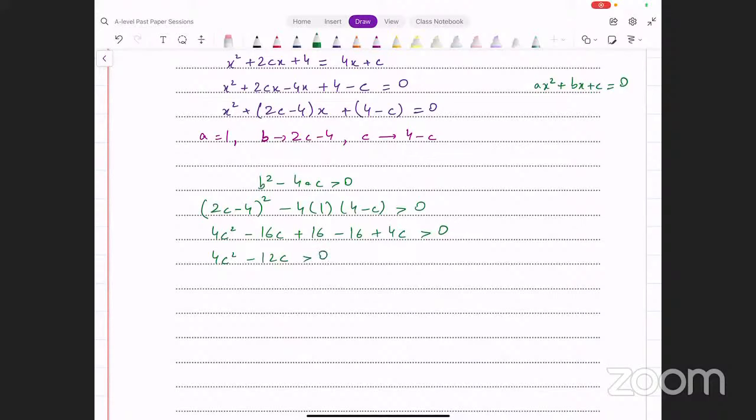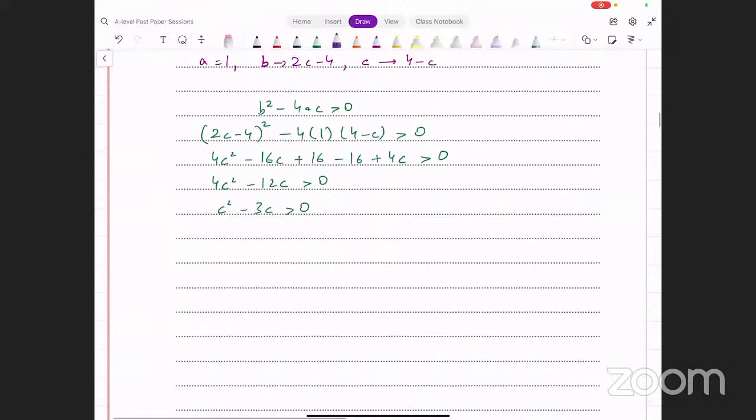Now this is a quadratic inequality. How do we solve quadratic inequalities? Let's actually simplify this first. This becomes c squared minus 3c greater than 0. Quadratic inequality solve करने के लिए, what we do is we first find the intercepts. How are we going to do that? We can treat this as an equation. We can say c squared minus 3c equals 0. We get two factors, c into c minus 3 equals 0, c equals 0, or c equals 3.